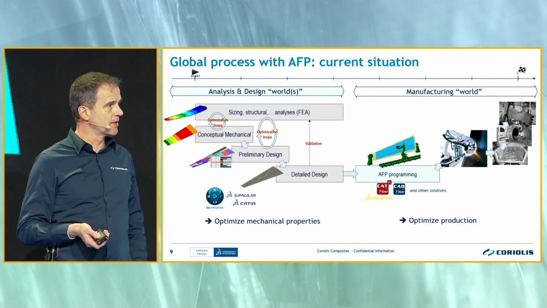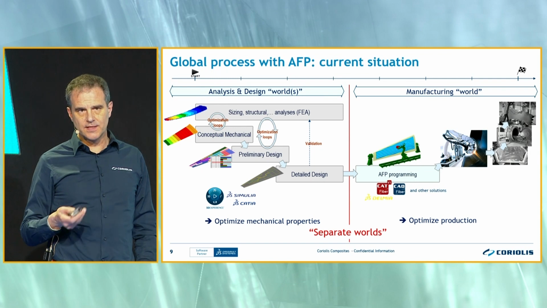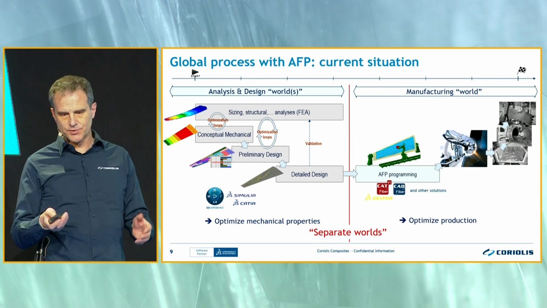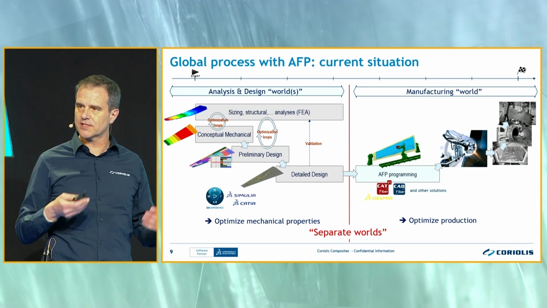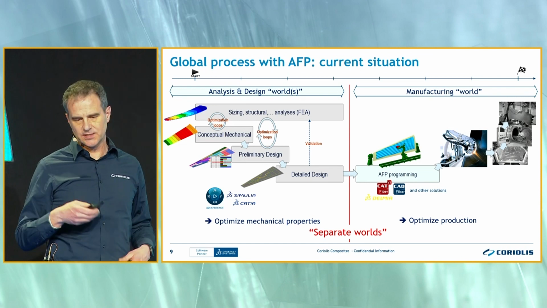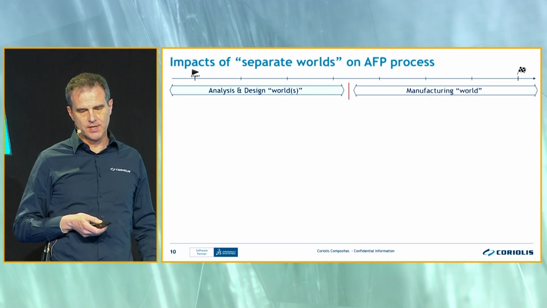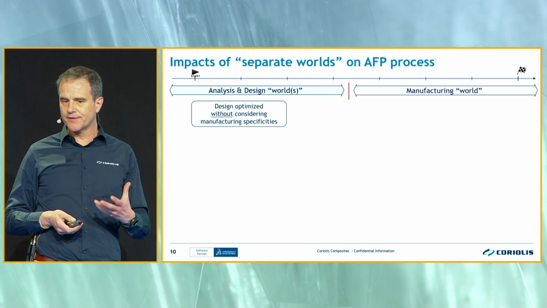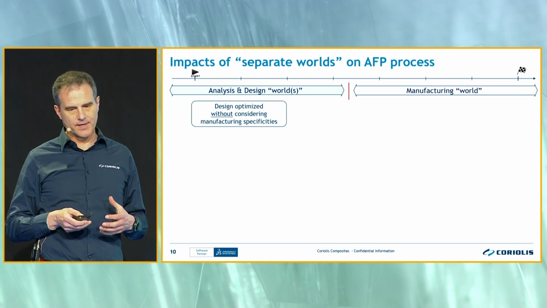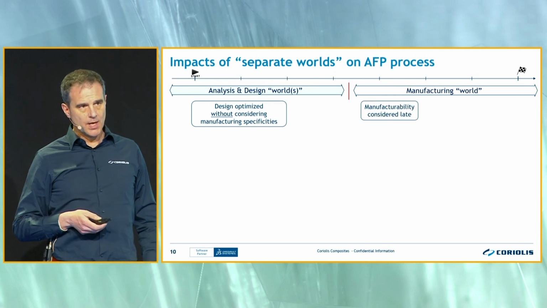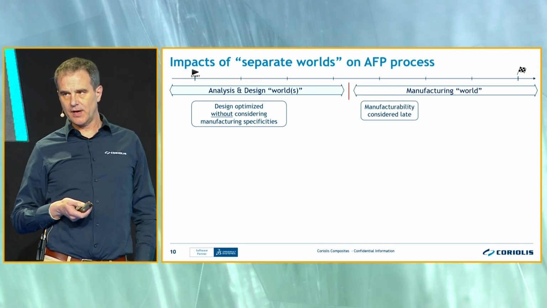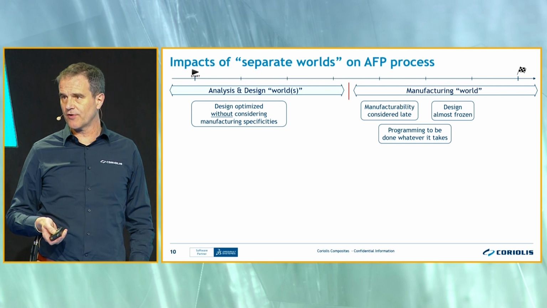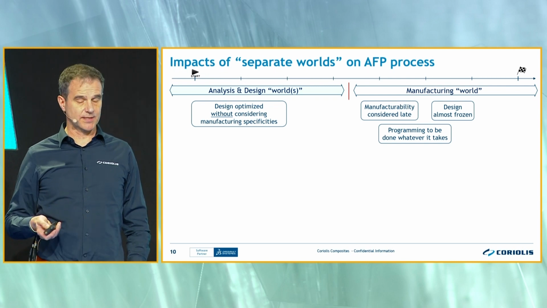And what we've noticed over the years is that these are pretty much separate worlds. It's true that a lot of effort is done by a lot of companies to have closer contacts between engineers and manufacturing designers, but it's still pretty much separate worlds. And the impact of this is that the design is not always optimized considering the manufacturing specificities, and the manufacturability of the part is considered late. The design is almost frozen, and the programmers are asked to program the part whatever it takes.